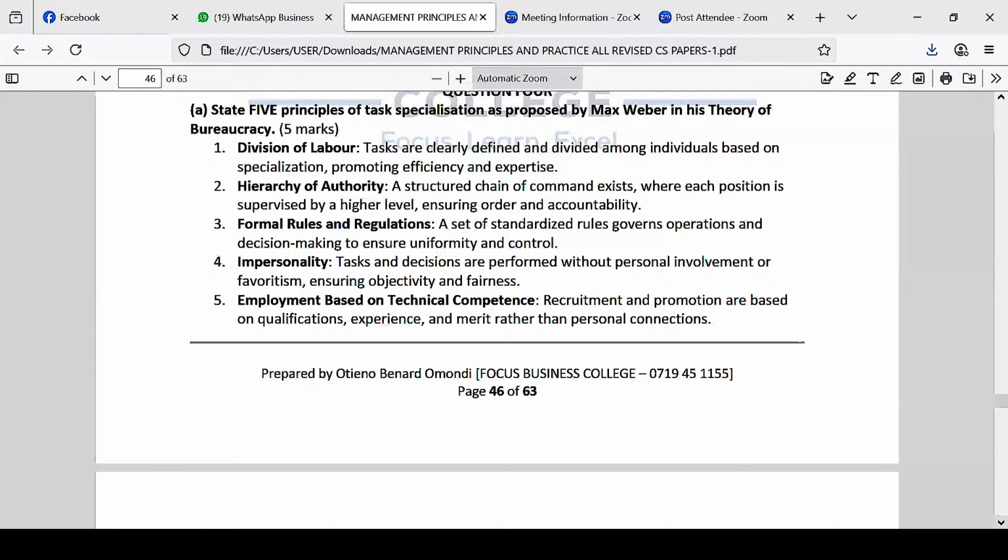And then number five is employment based on technical competence. So if you want to employ somebody, look at whether they are technically able to carry out the task well. Recruitment and promotion are based on qualification. If I want to employ, recruit or promote somebody, I must look at number one, what is your qualification? What is your experience? And merit, rather than personal connection. It means you don't employ somebody because they are from your tribe, because they are a family member, or because they are your friend. That is subjective. Being a friend doesn't qualify you to get a job from me. Being a relative is not a qualification for getting a job.